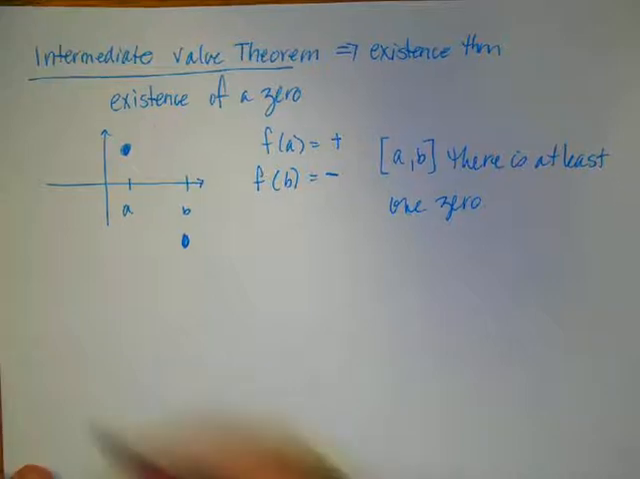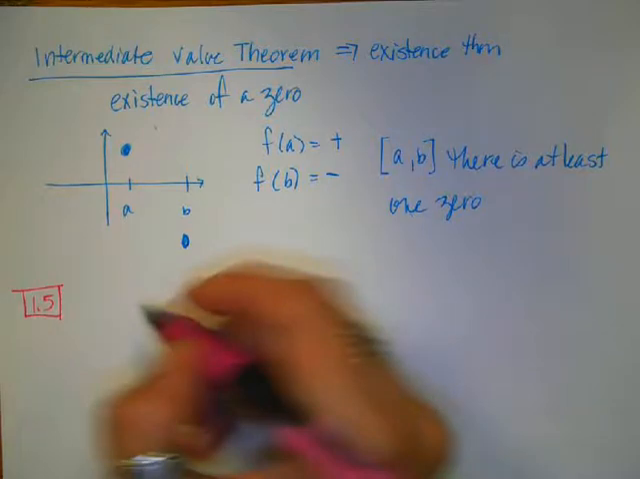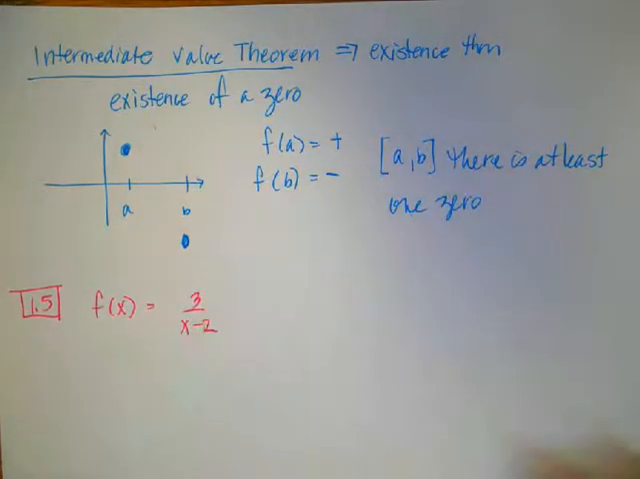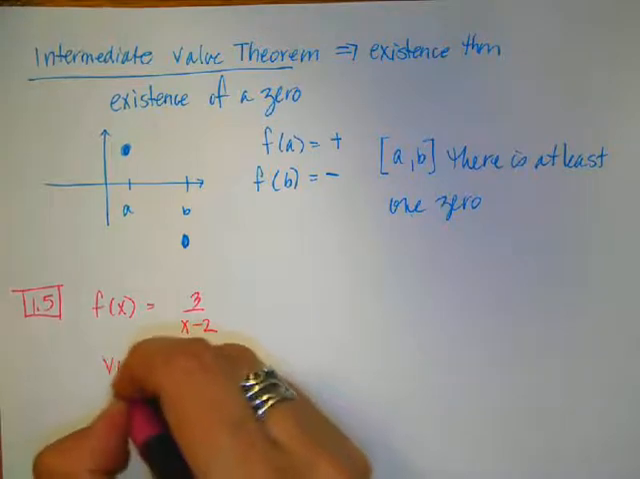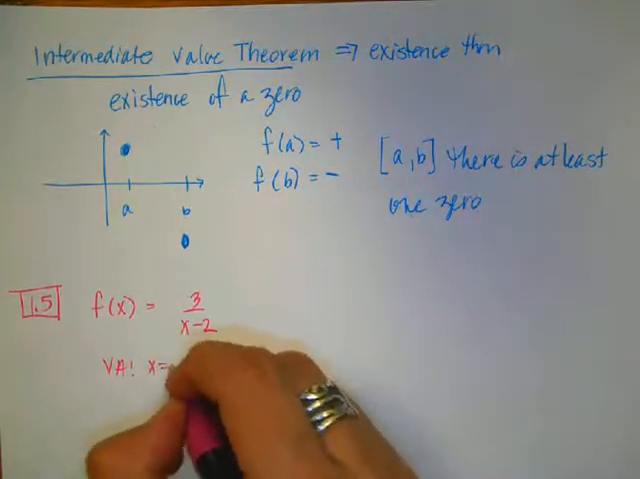All right, so cruising right along, now we're going to be in section 1.5. So let's consider the graph of f of x is equal to 3 over x minus 2. I know from my pre-calc that I have a vertical asymptote at x is equal to 2. The numerator is positive, 1, 2. Ready?